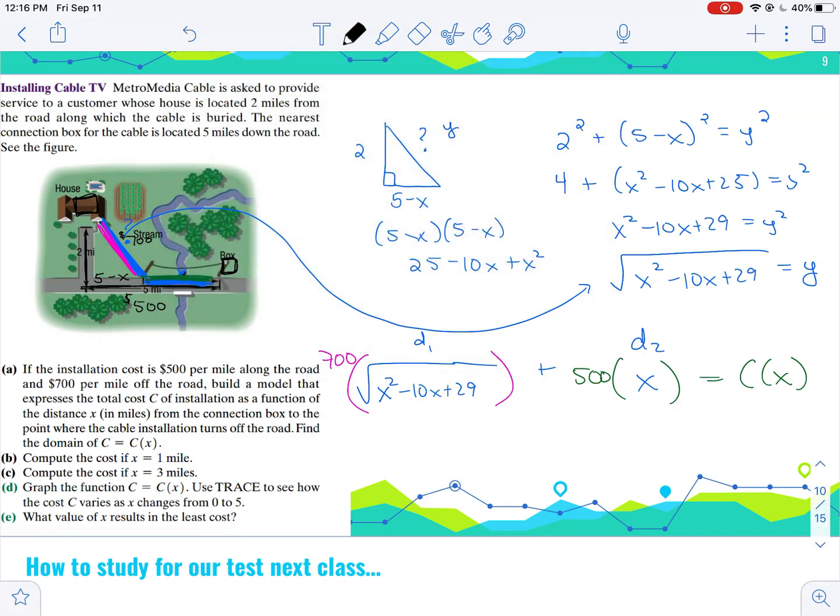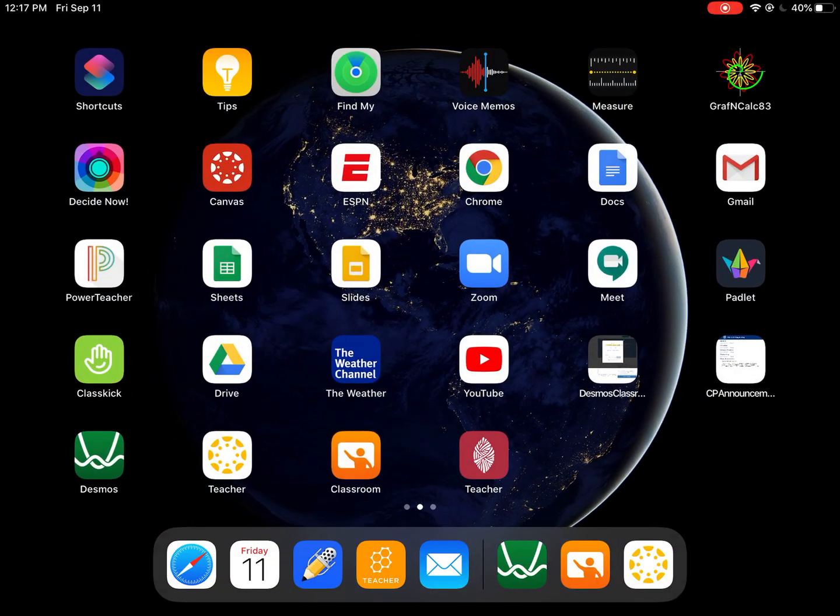And then B and C just say compute the cost if x is 1, so just plug in 1. C, plug in 3 for x. And then we're going to graph, so we're going to use Desmos to graph that, and to see how the cost changes from 0 to 5. What values of x result in the least cost? So we want the lowest graph value. So I'm going to graph 700 times the square root of x squared minus 10x plus 29, plus 500x. So I'm going to graph that on Desmos.